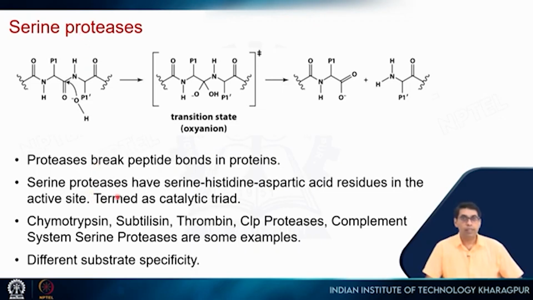And serine proteases, they have in their active site a set of 3 residues: serine, histidine and aspartic acid. And we will see that serine is the one which actually takes part in the reaction. So these are called serine proteases. But these 3 are very important, and together they are called a catalytic triad. So there are several examples like chymotrypsin, thermolysin, thrombin, and the complement system serine proteases. So these are some examples.